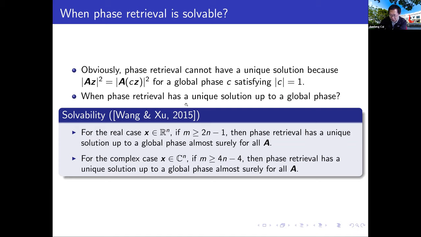This question has actually been answered by many authors. Here I just cite one result by Professor Wang Yang and Xu Zhiqiang. They proved that in the real case, if M is larger than 2N-1, then the phase retrieval has a unique solution up to a global phase, almost surely for all A. And M should be larger than 4N-4 in the complex case. So the message here is that a number of equations only linear in N is enough for a unique solution of the phase retrieval problem.